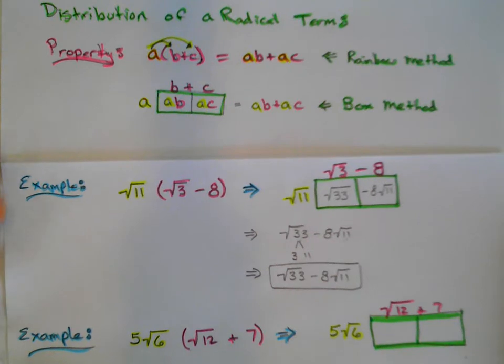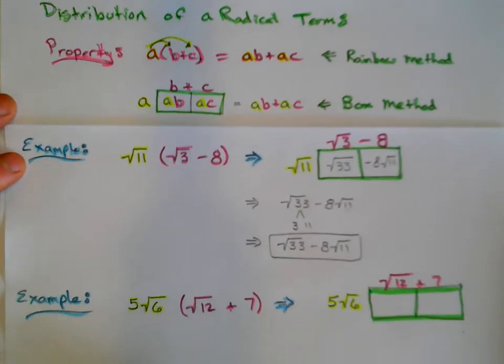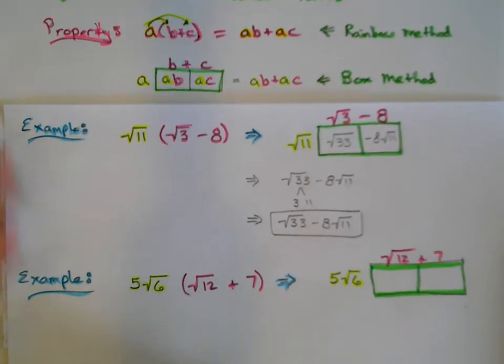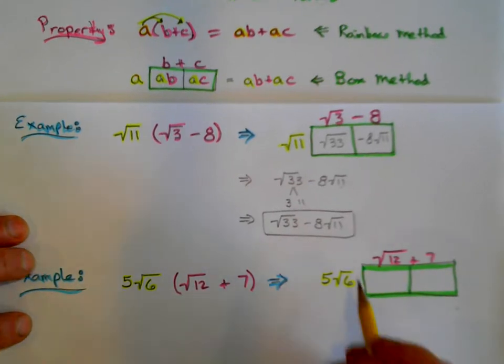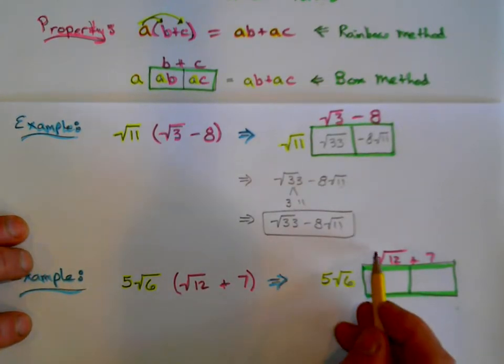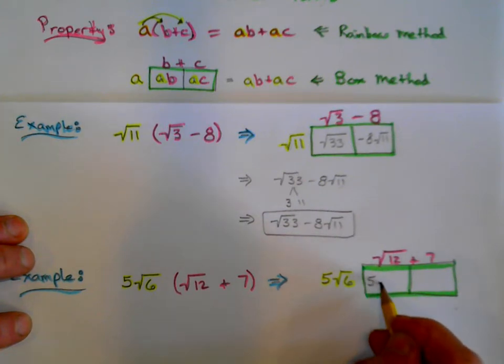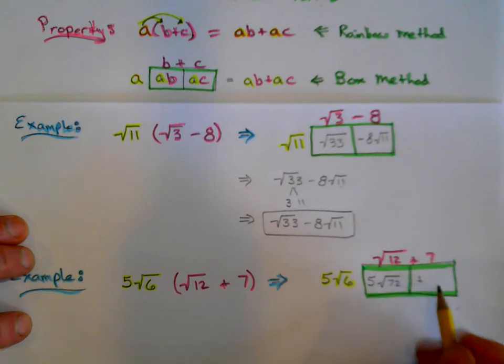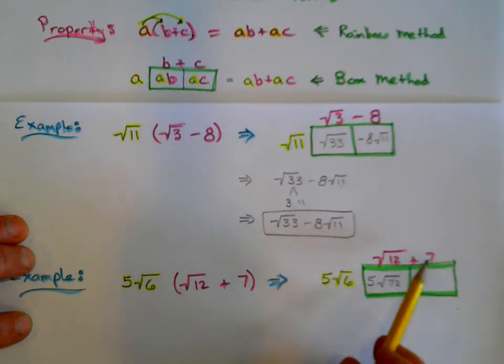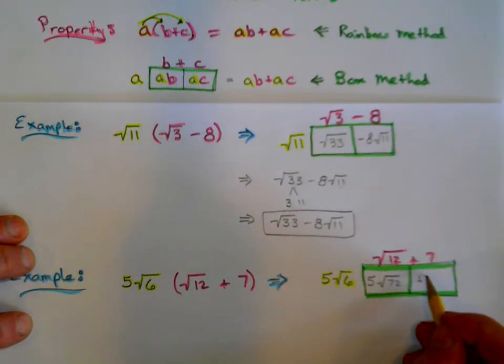All right, let's try another one, shall we? Let's do it again. Let's do distribution using the box method. Notice there's a coefficient here, and there's no coefficient here, which means it's a 1. So 5 times 1 is 5. 12 times 6 is 72, plus, now both of these numbers are not under radicals, so I can multiply them together. And then the radical 6, there is no radical part here, so I can't multiply that 6 times anything.